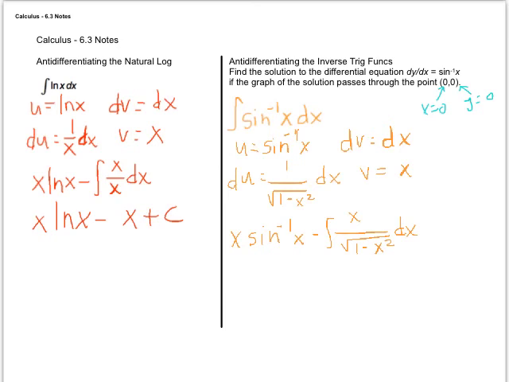Now we're going to have to look for a u substitution. The reason we want to look for u substitution is because I can't integrate this guy exactly how it's given to me. And so for my u sub on that, I'm going to let u equal 1 minus x squared. And so du is equal to negative 2x dx.